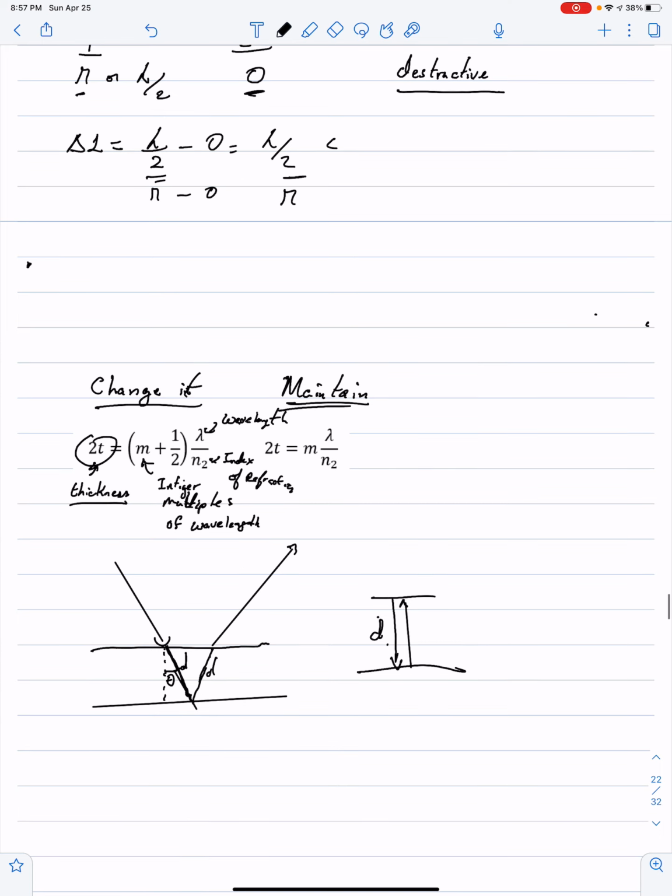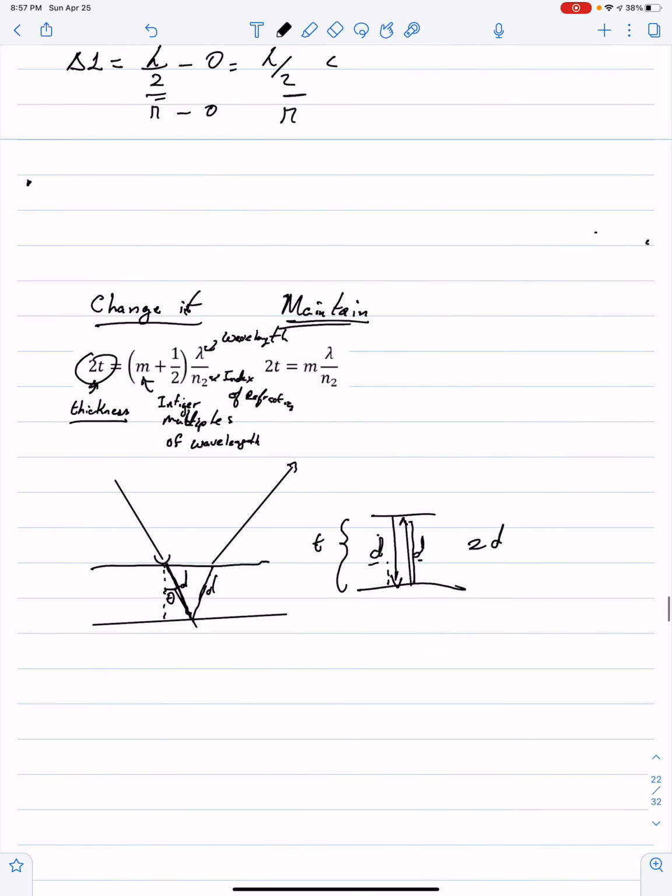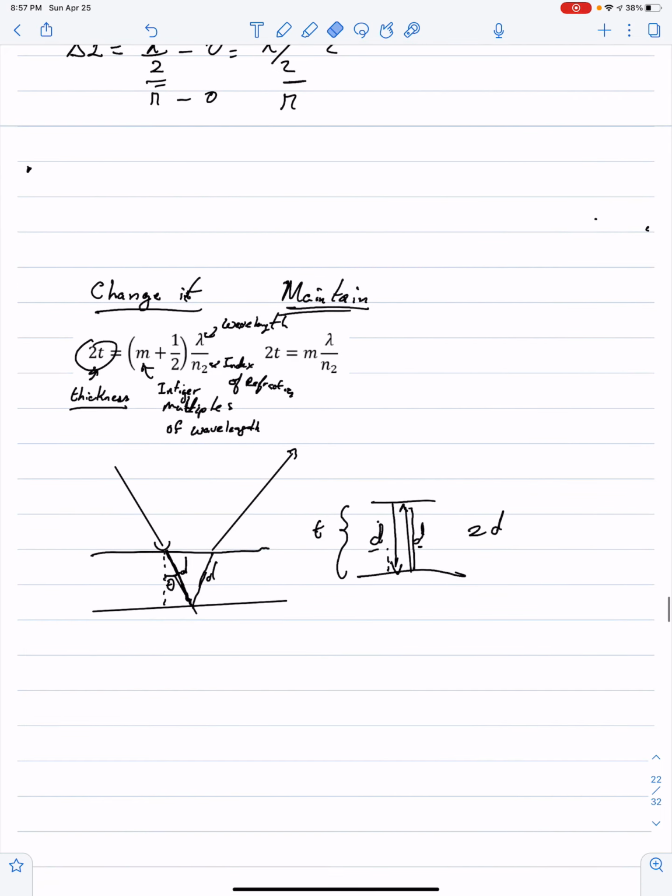So this is the distance it traveled, hit the other side of the film, reflected, hit D, and continue going upwards. These two distances create 2D. And this is actually the thickness of the film. This is why we have 2T. It is the distance traveled through that film.